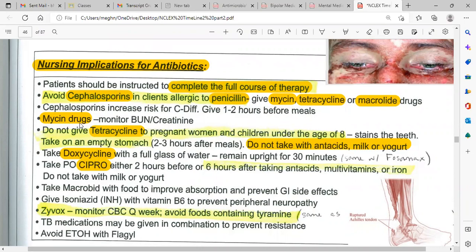Mycin drugs means vancomycin, streptomycin, erythromycin, gentamicin. If the patient needs them, we need to monitor kidney function like blood urea nitrogen and creatinine. And do not give tetracycline to a pregnant woman or a child under the age of 8 because it stains the dentures or teeth. So tetracycline we never give if the mother is pregnant. But in that case, we can give them penicillin. Penicillin is safe for pregnancy.